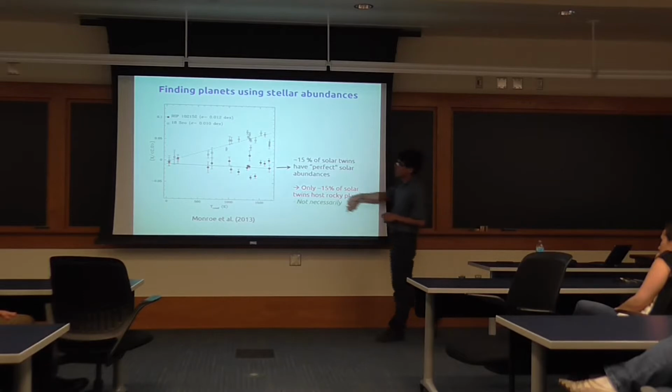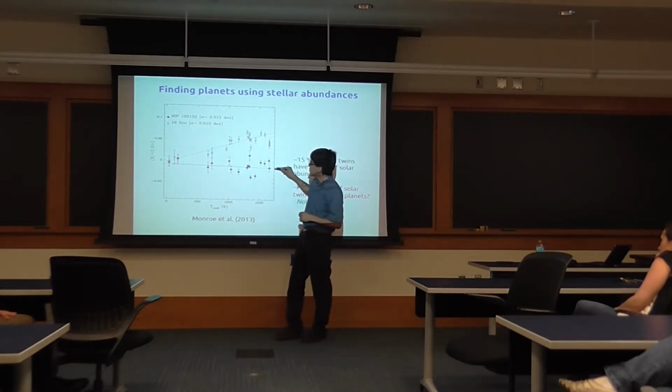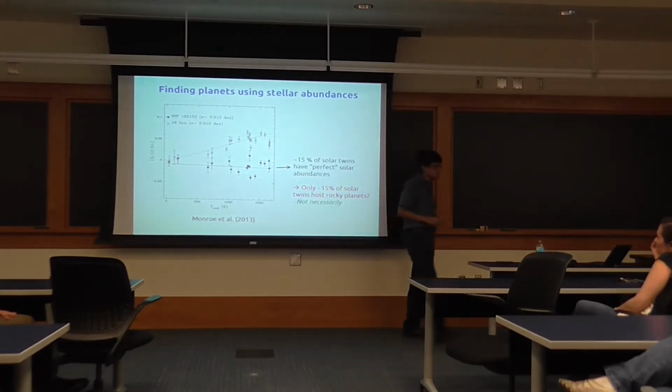So here's an example of two stars: 18 Sco, one of the solar twins I showed you before, and here's another one in the black solid circles. Most solar twins show this trend with the condensation temperature. And once again, that's the abundance of an element, in this case relative to the average of carbon and oxygen.